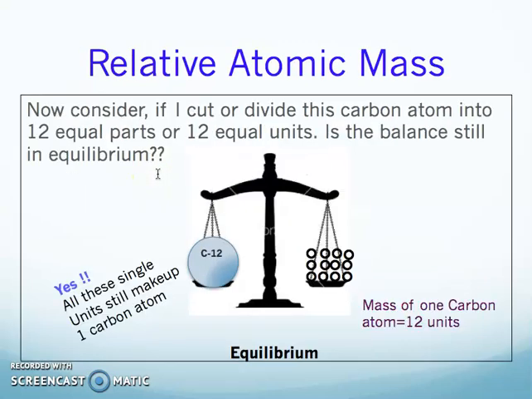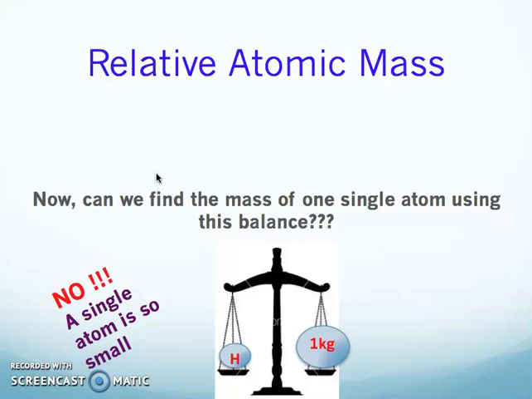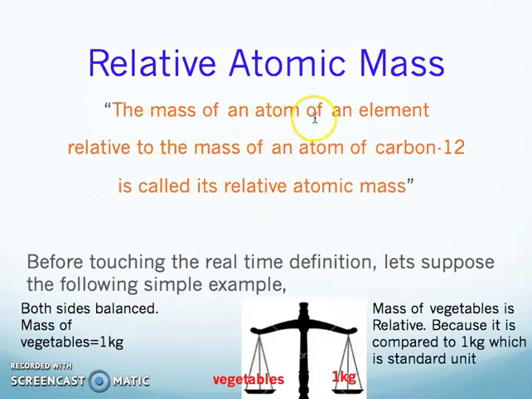Now coming back to the example, the definition we talked about in the previous section was: the mass of an atom of an element relative to the mass of an atom of carbon-12 is called its relative atomic mass. So in the case of oxygen, we had to put 12 plus 4 units of carbon atoms to get exactly 16 units of oxygen. So with reference to carbon units, we have got the atomic mass of oxygen, which is found to be 16. So now it is called relative atomic mass. Relative to what? Carbon-12.